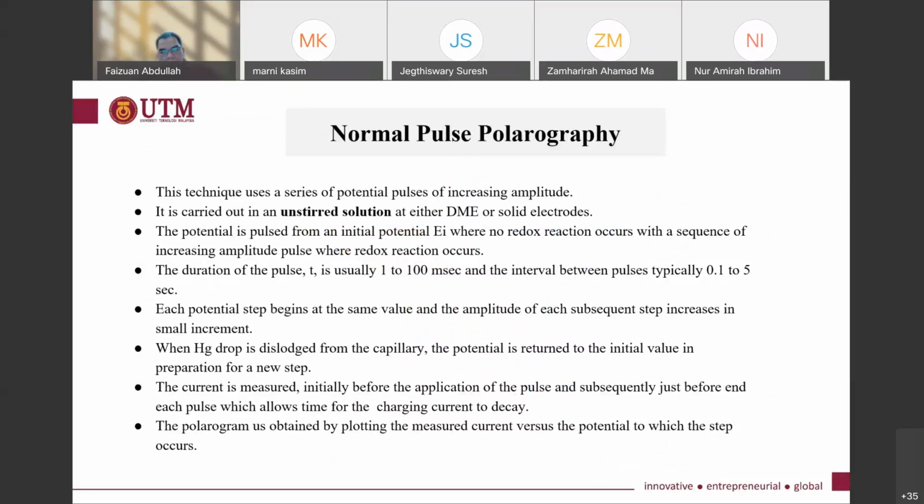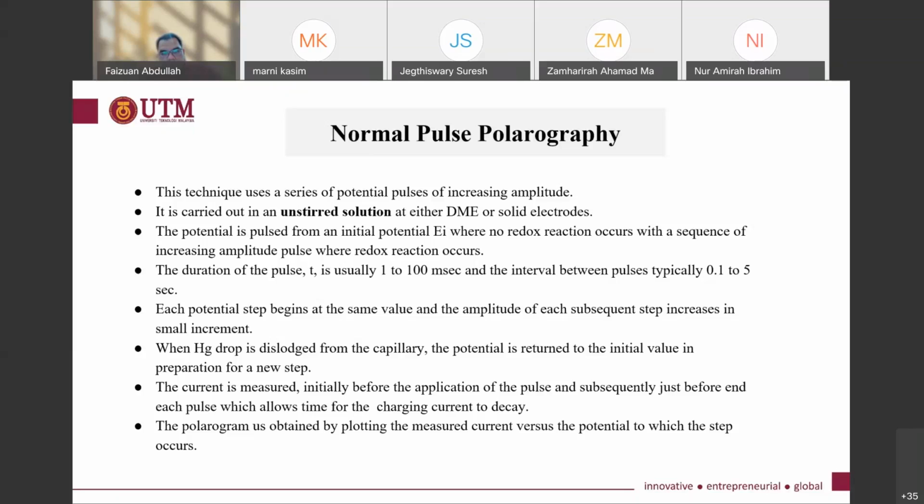Okay, normal pulse polarography is a technique that uses a series of potential pulses of increasing amplitude. This technique is carried out in an unstirred solution. What is an unstirred solution? Later I will explain about it. And the potential is pulsed from initial potential, which is Ei, where no redox reaction occurs, with a sequence of increasing amplitude pulses where redox reaction occurs. The duration of pulse, which is T, is usually 1 to 100 milliseconds, and the interval between the pulses is typically 0.1 to 5 seconds. Each potential step begins at the same value, and the amplitude of each subsequent step increases in small increments.